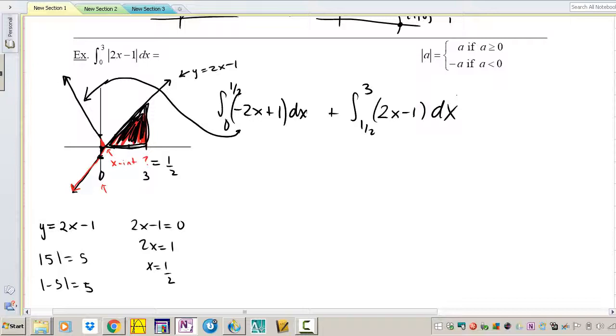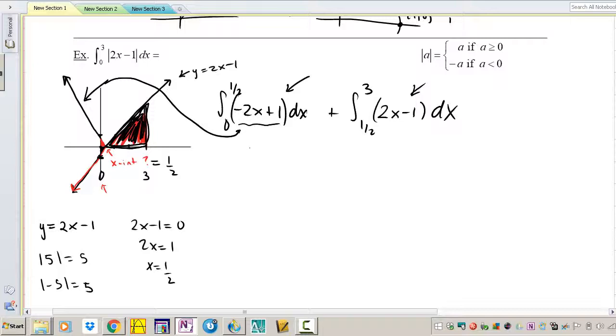So whenever you're dealing with absolute values, you're going to be dealing with at least two integrals in the same problem. One's going to be flipped, the other one's going to be original, vice versa. If you're dealing with more than two integrals, then you're probably going to have two regular functions, one flipped, or vice versa. So let's go ahead and integrate this first function here.